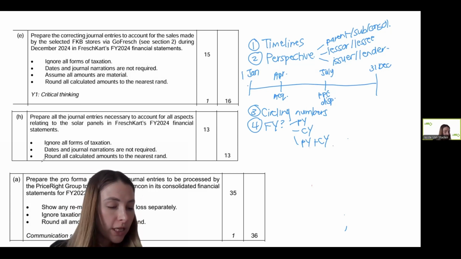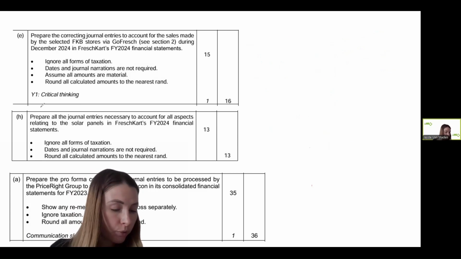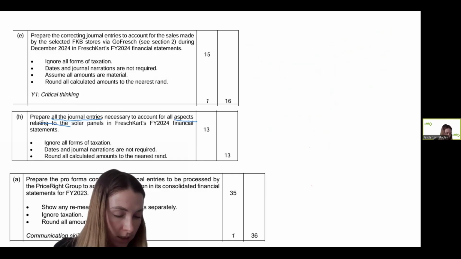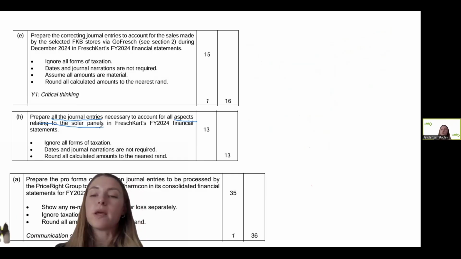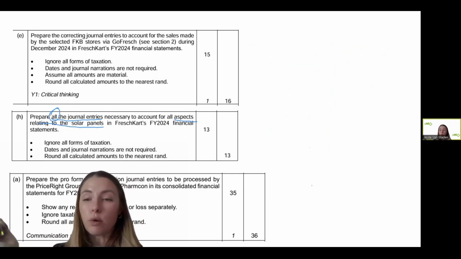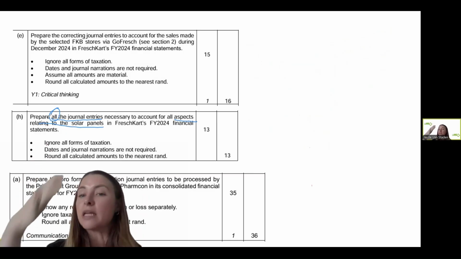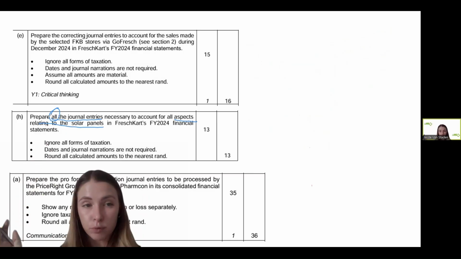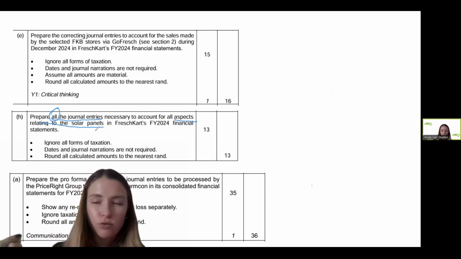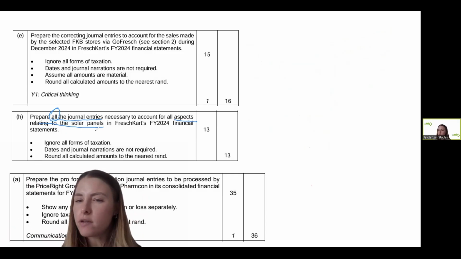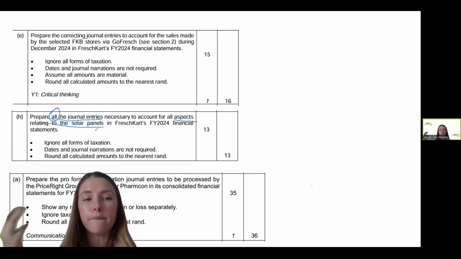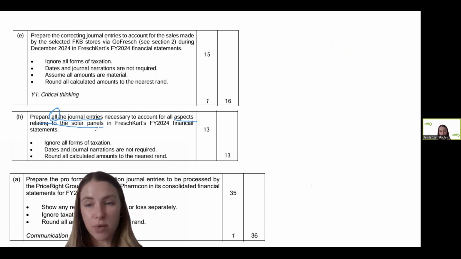Okay, so looking at the next question, prepare all the journal entries necessary to account for all aspects relating to the solar panels. Okay, so this is now telling you you can prepare journal entries from scratch. You've been given a transaction, go ahead and prepare the journal entries. Now, when it says relating to the solar panels, obviously it's going to depend on whether it's inventory or PPE, whichever asset account it's going to go to, but let's assume that it is PPE.